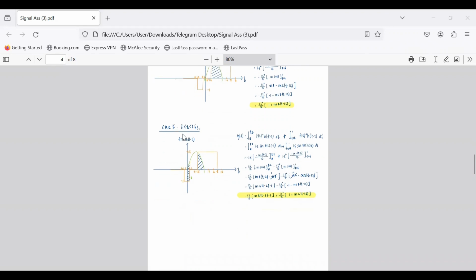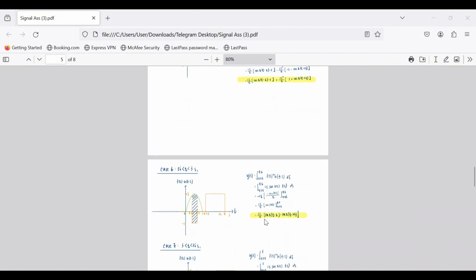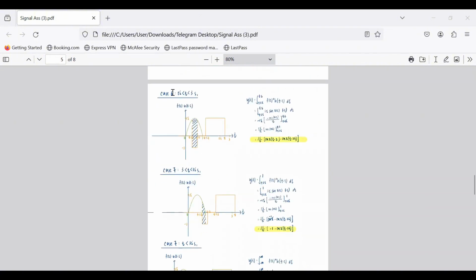Next is case 5. The time interval is between 2 and 2.5. We can get our integration, and we can see the overlap is between 1 and t minus 1.5, and the other is between t minus 2 and 0. So we also can get our output. Next is case 6. Our ht minus tau graph is always shifting towards the right, and the overlap is between t minus 2 and t minus 2.5.